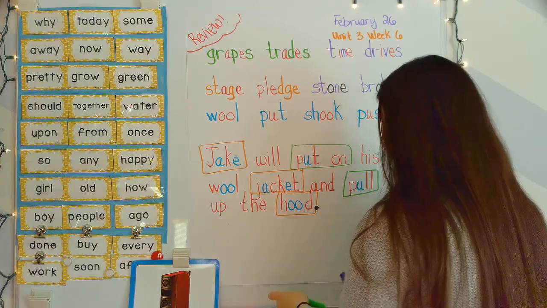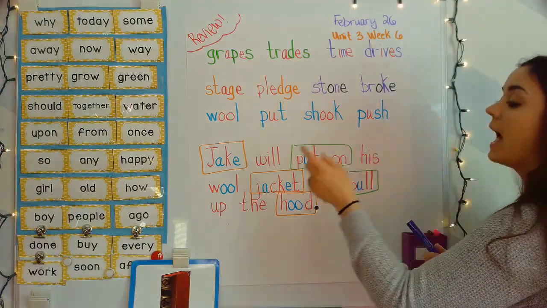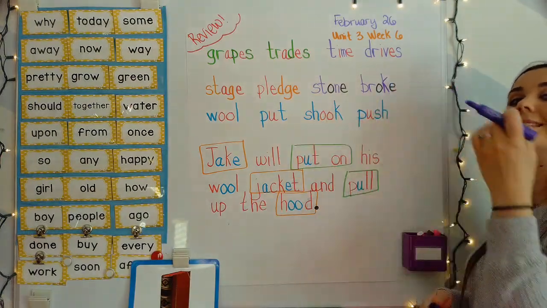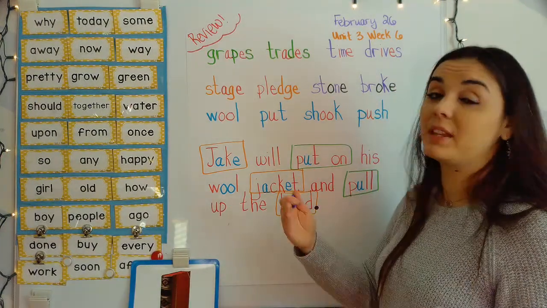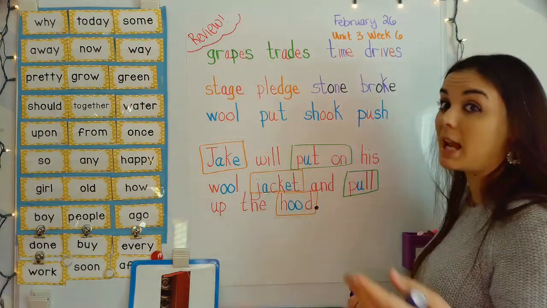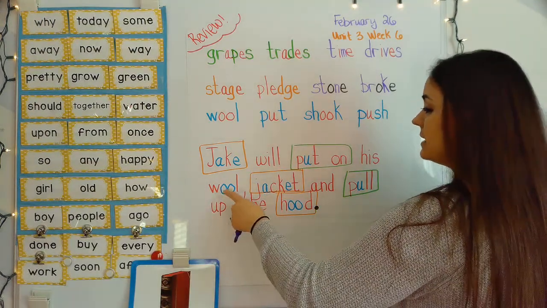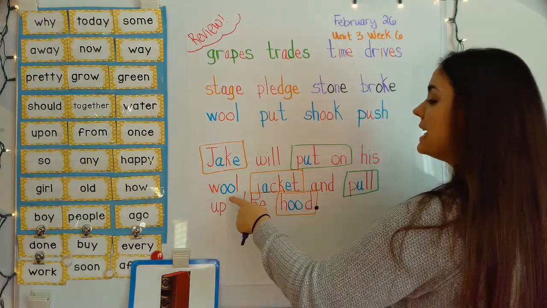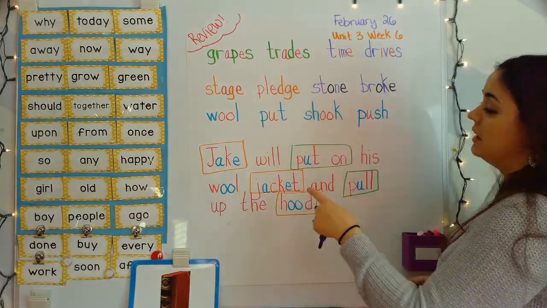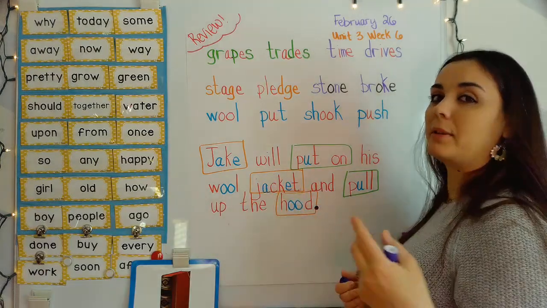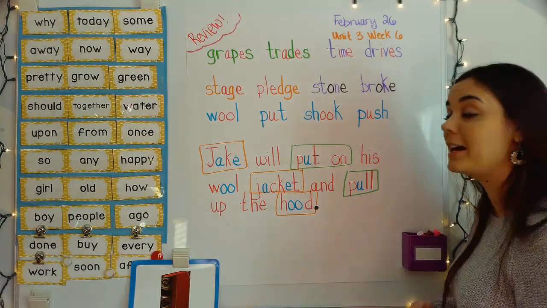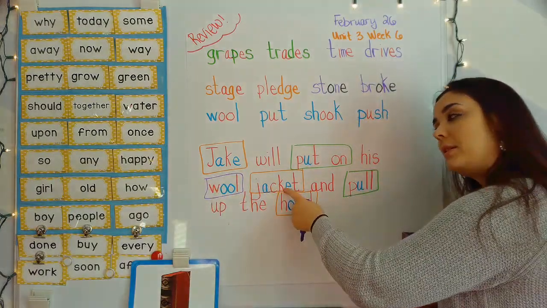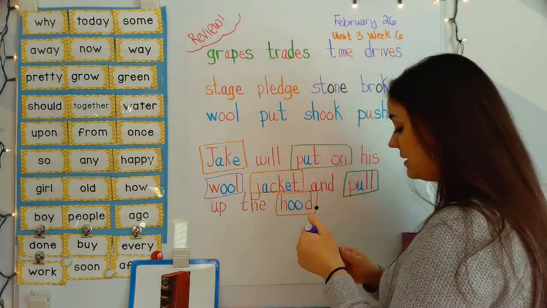All right, so let's do an adjective. All right, so there's only one adjective in our sentence, and that is the word wool. An adjective describes something in the sentence. And it describes a noun. So, in this case, is wool describing Jake? Nope. Is wool describing the hood? It's the wool is describing the jacket. The hood is part of the jacket. So the word wool is definitely describing the jacket and the hood as well.